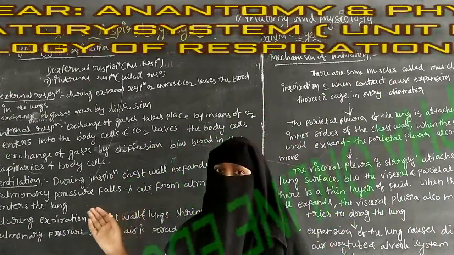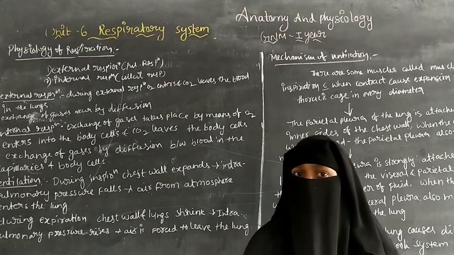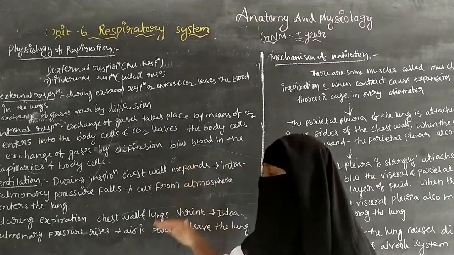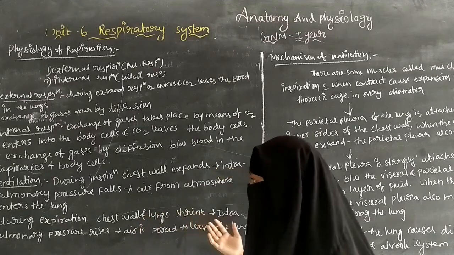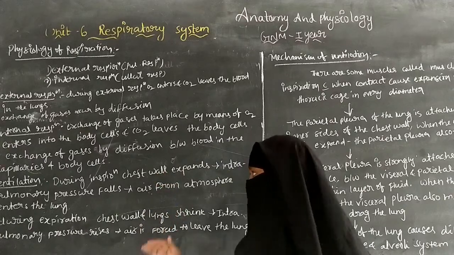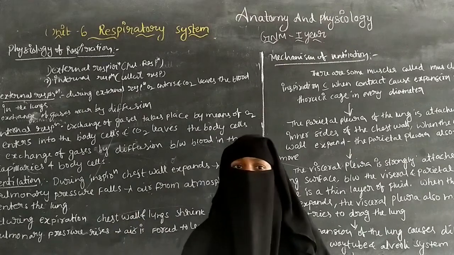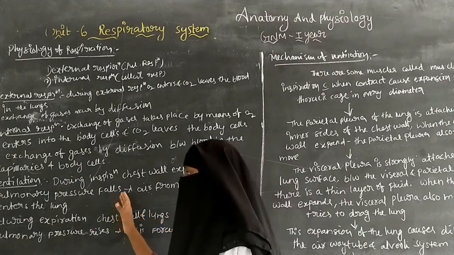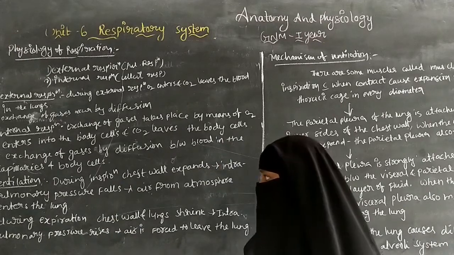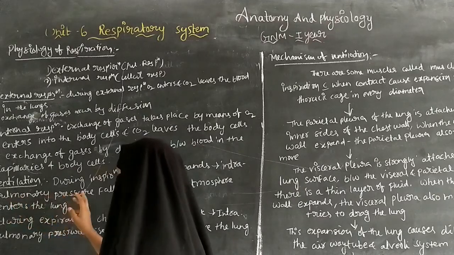In the pleural cavity there is a fluid present. Because of this, the chest wall can be expanded during inspiration. Because of the expansion of the chest wall, the pulmonary pressure falls and decreases. Pulmonary pressure means the pressure present in the pleural cavity.